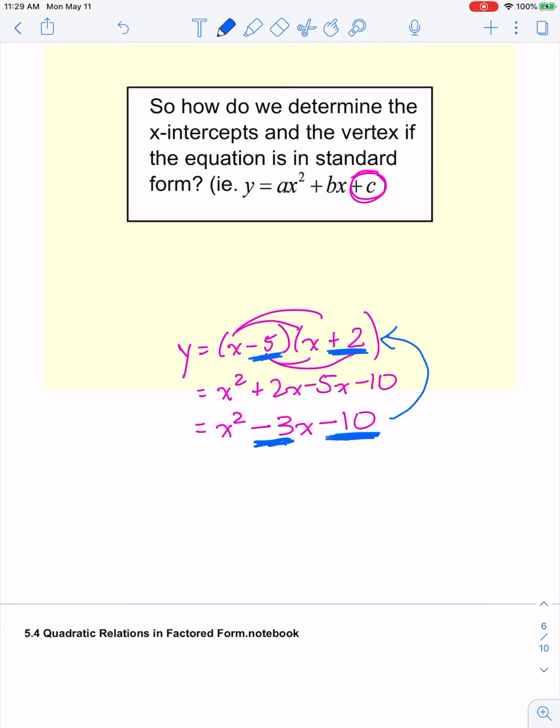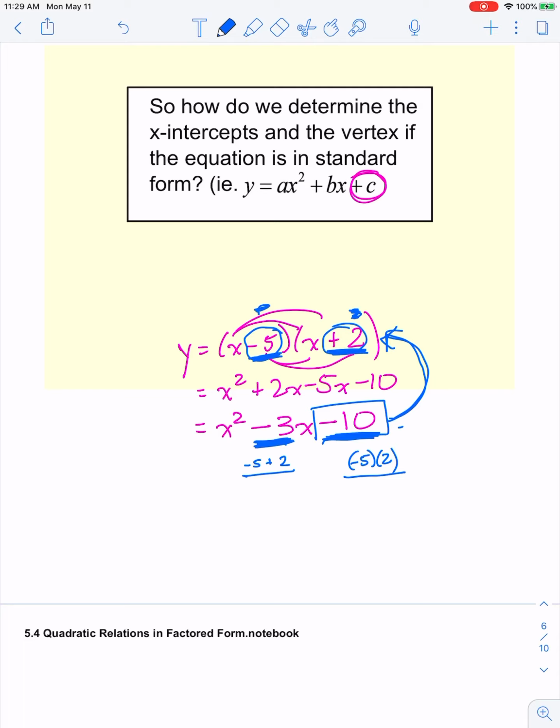All right, hopefully you have figured out that I'm going to start with the minus 10. Minus 10 comes about by taking negative 5 and positive 2 and multiplying them. So negative 5 times 2. And then the negative 3 comes about by taking negative 5 and positive 2 and adding them. So we're going to use this fact to convert from this form to this form.